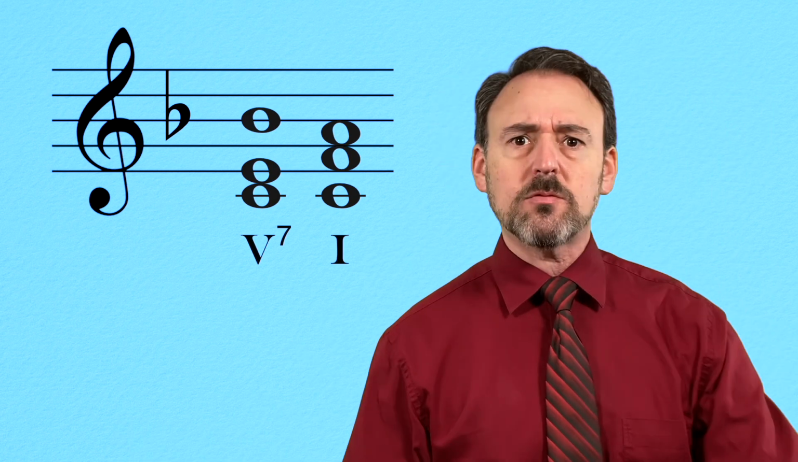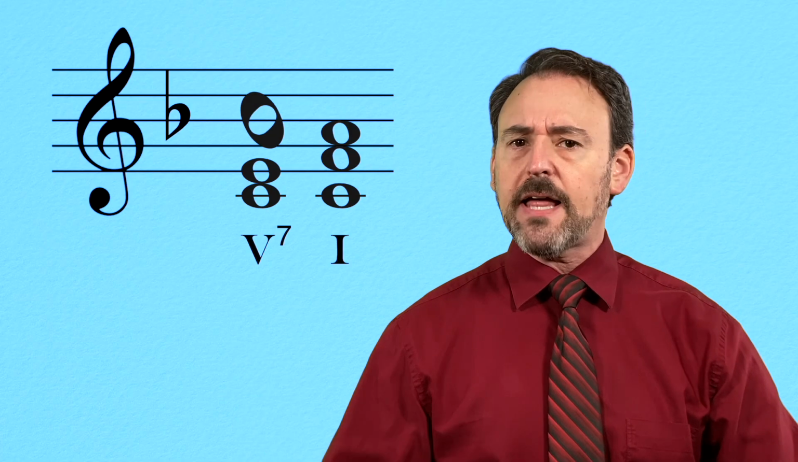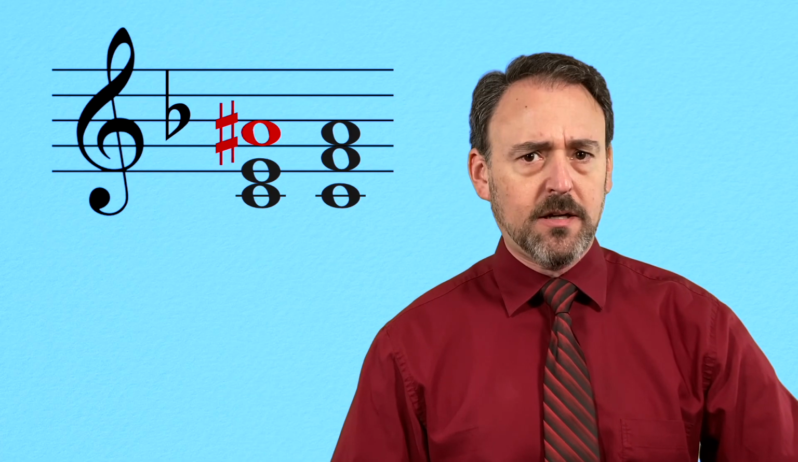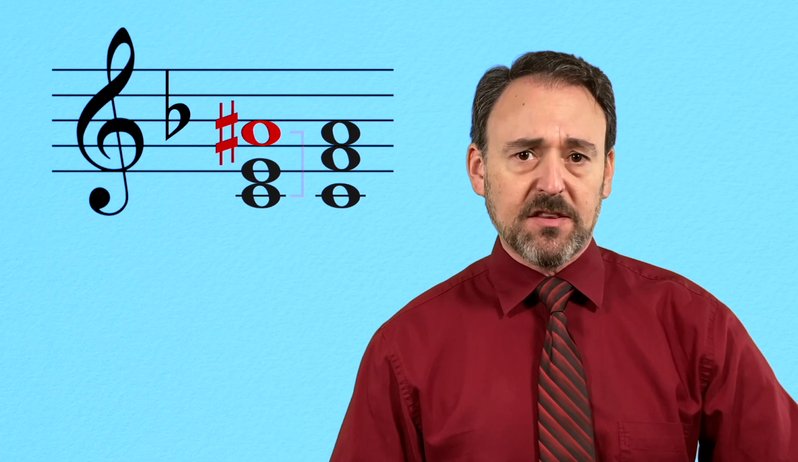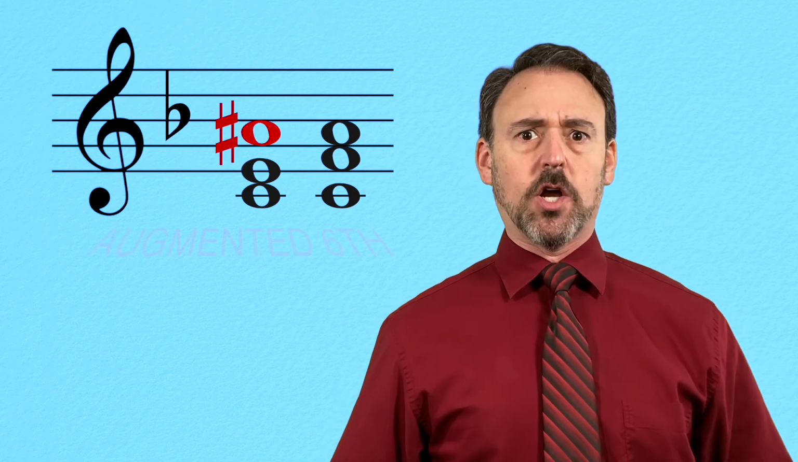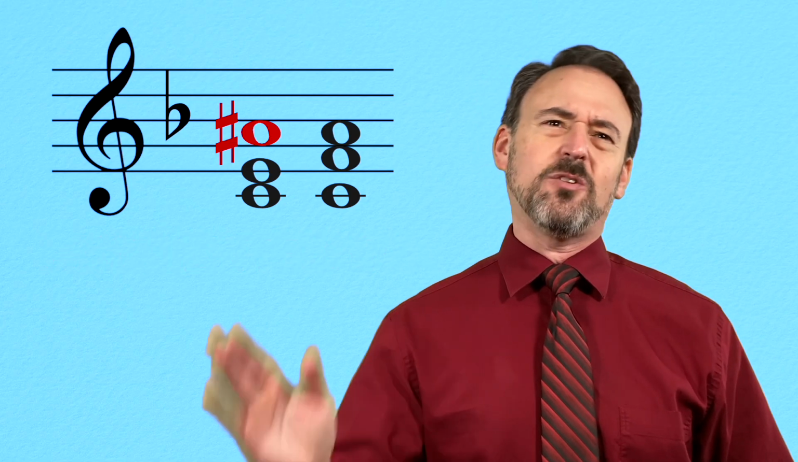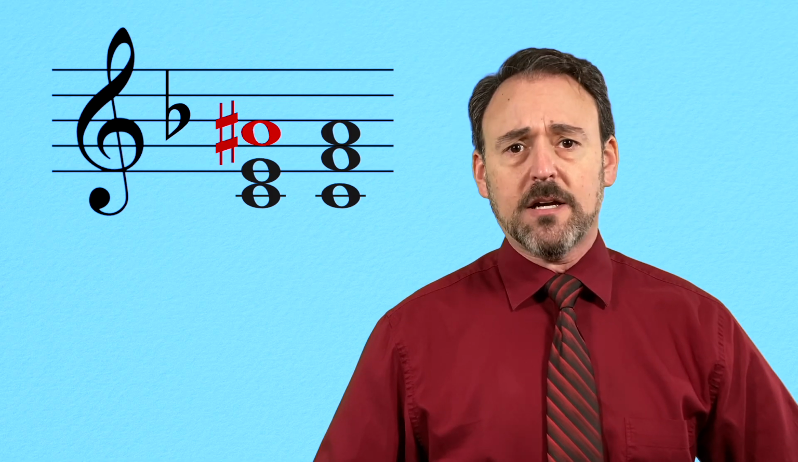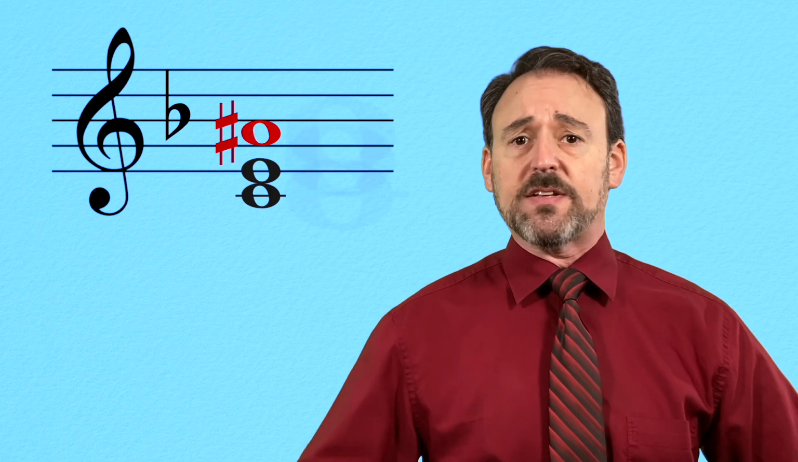Probably not. But wait. That B flat got respelled as an A sharp, so it no longer makes a minor 7th above the bass. It makes a 6th, and not just any 6th. An augmented 6th. Who cares? It's enharmonic, right? The chord is still going to resolve like a dominant 7th.